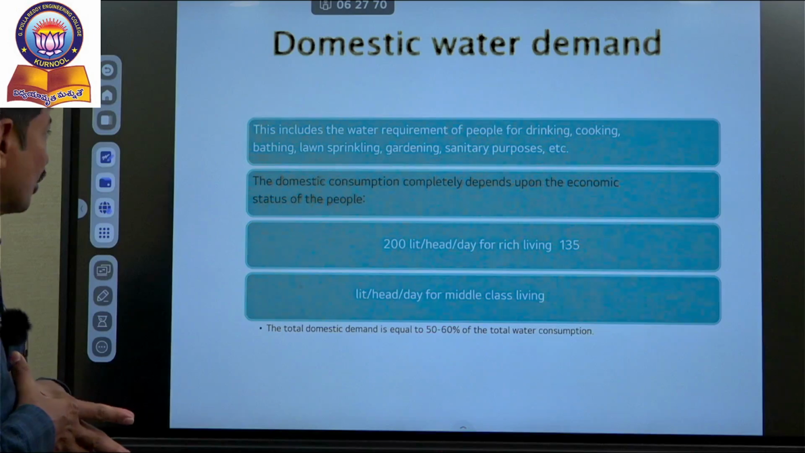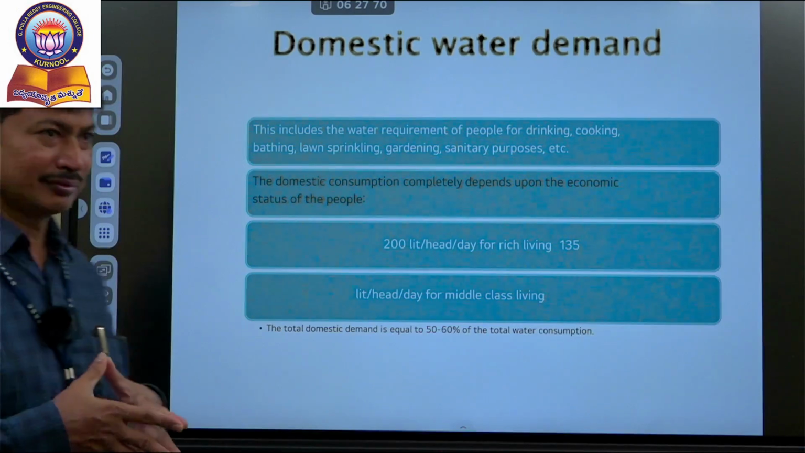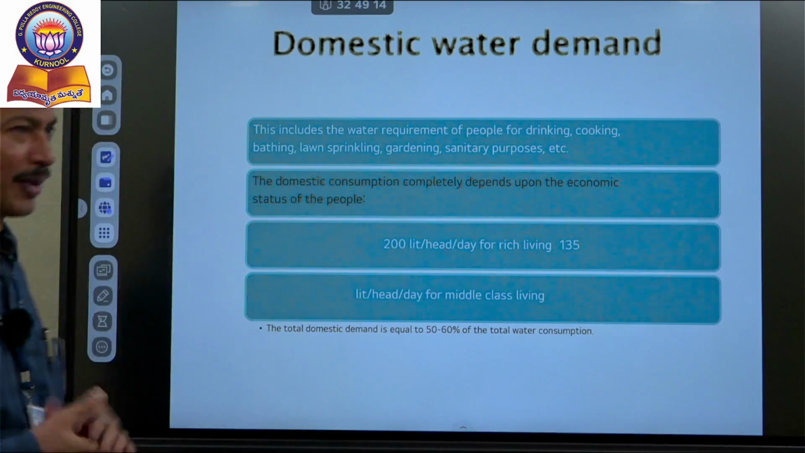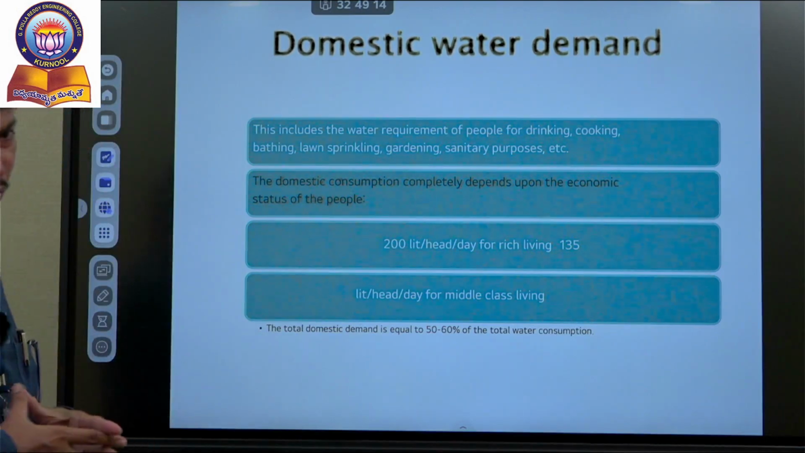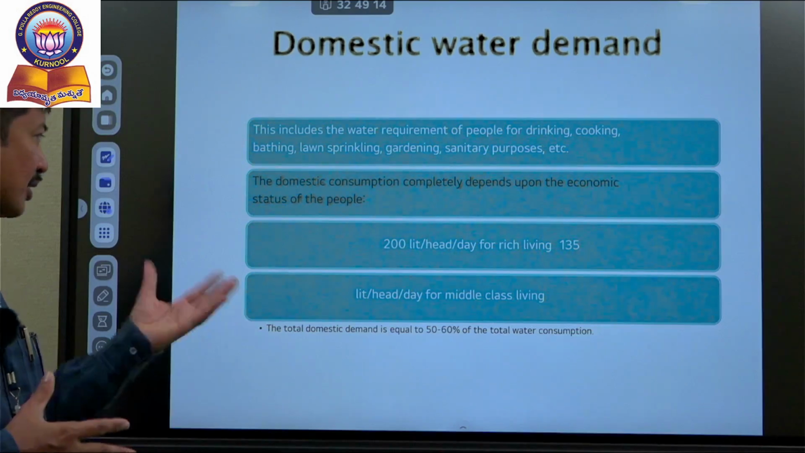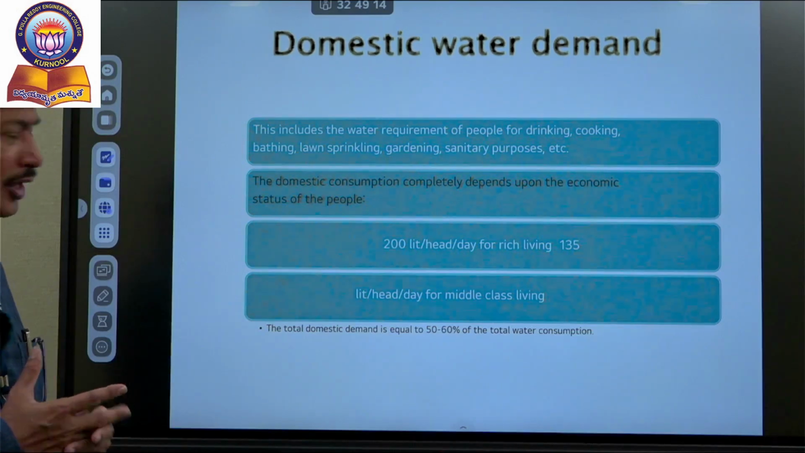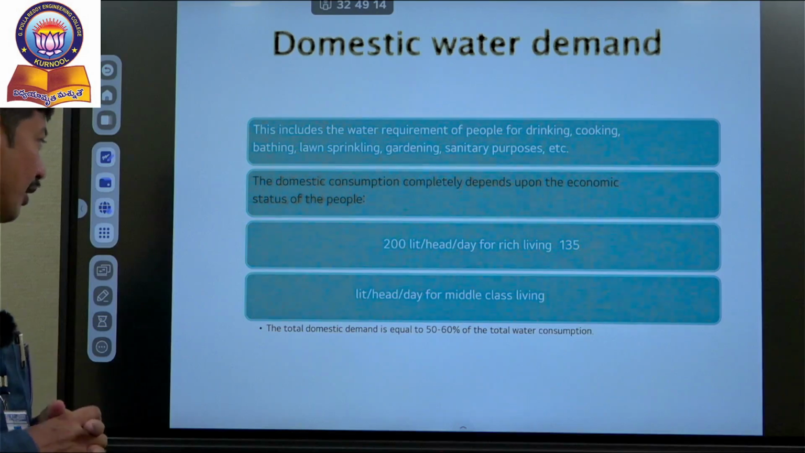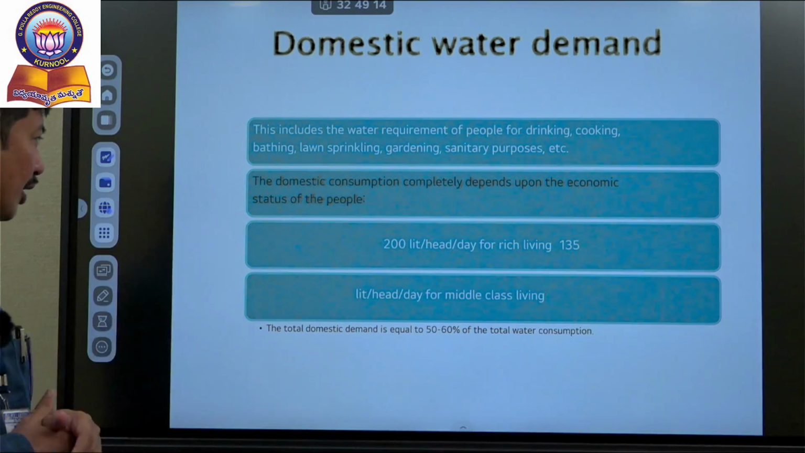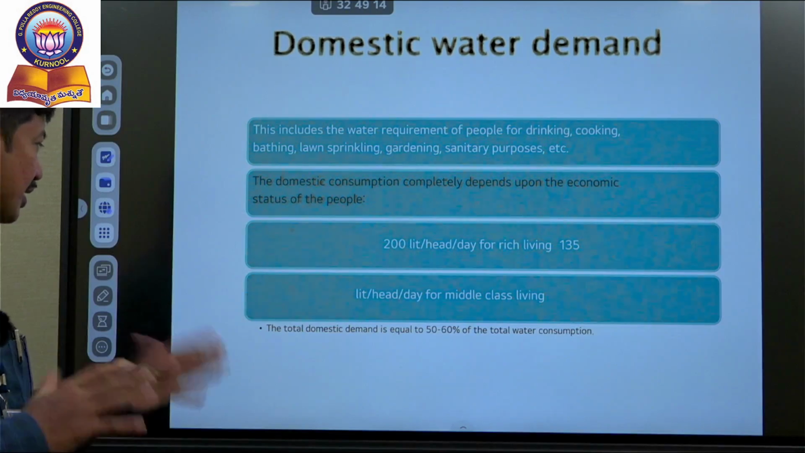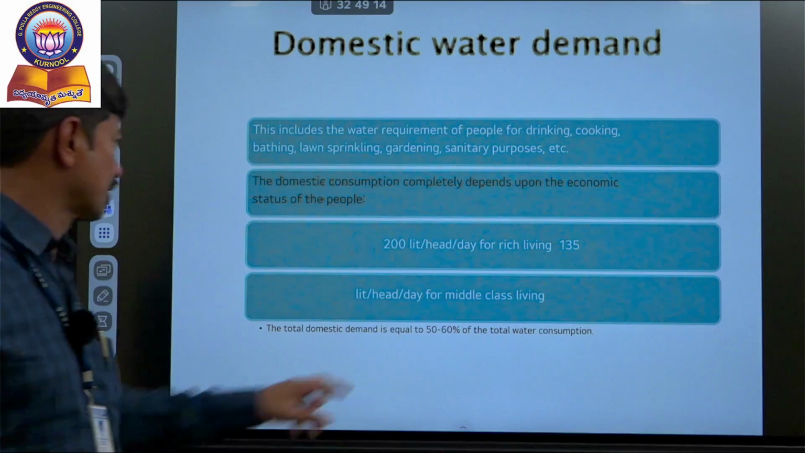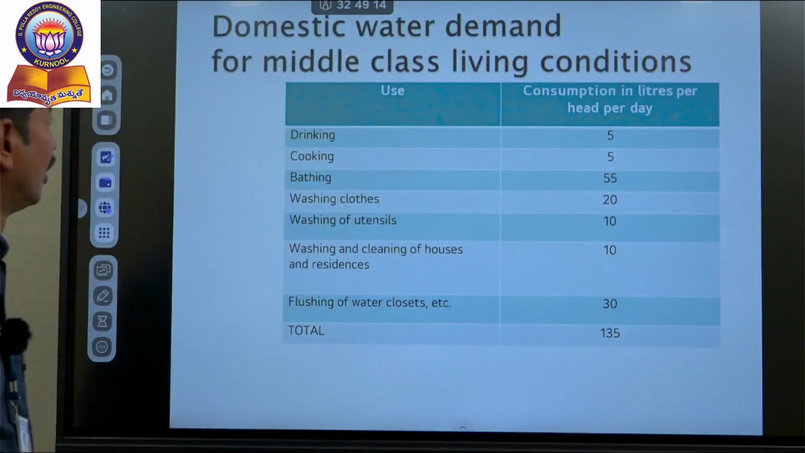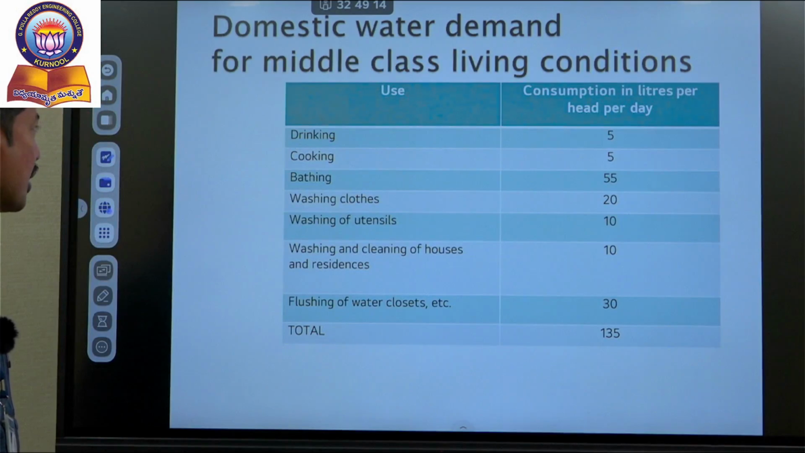Generally, domestic consumption depends upon the status of the city and its people, with a minimum average of 135 liters. But in some rich cities, we supply 200 to 220 liters. Generally we measure liters per head per day. For middle class people, 135 liters is the norm; 50 to 60% of it is varying consumption. For example, under normal conditions, an average Indian per capita demand is 135 liters per person per day.